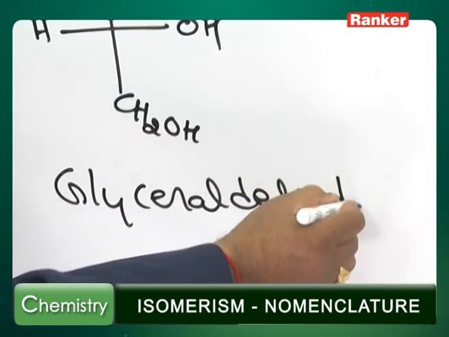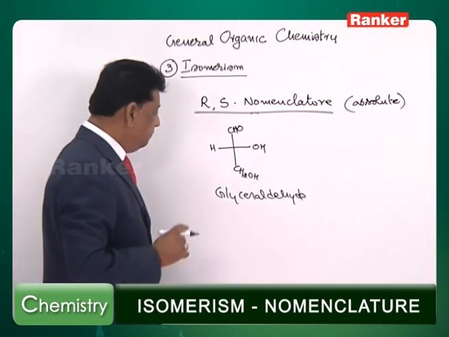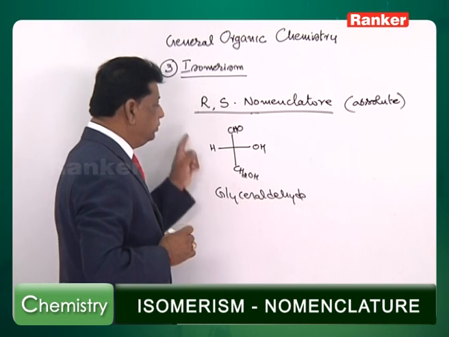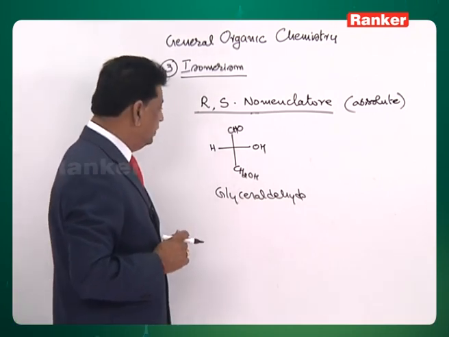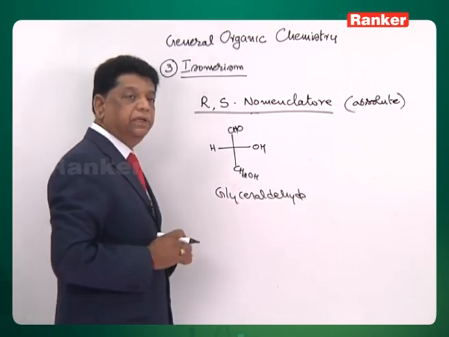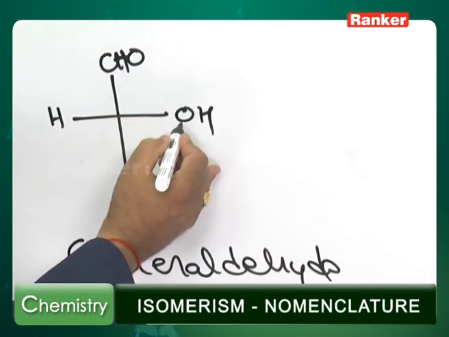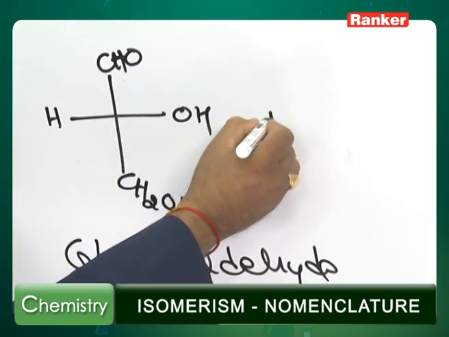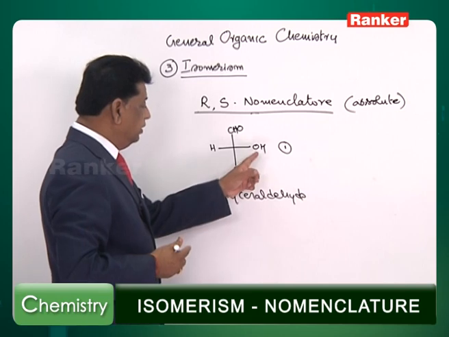So in the old method, the OH is on the right side, therefore we call it D-glyceraldehyde. However, in the RS nomenclature, all these 4 groups attached to the chiral carbon are numbered as 1, 2, 3, 4 based on the CIP, that is Cahn-Ingold-Prelog, rules. The atomic weight is the criterion: oxygen, carbon, carbon, hydrogen. So number 1 is oxygen, the heavier atomic weight.